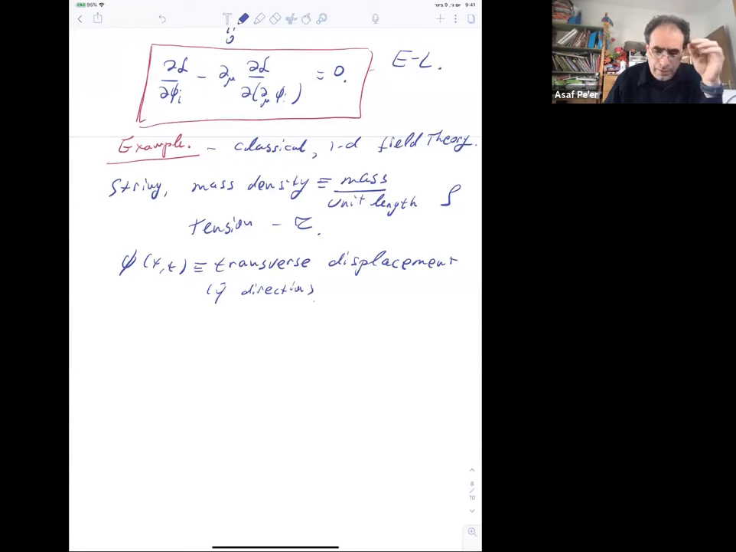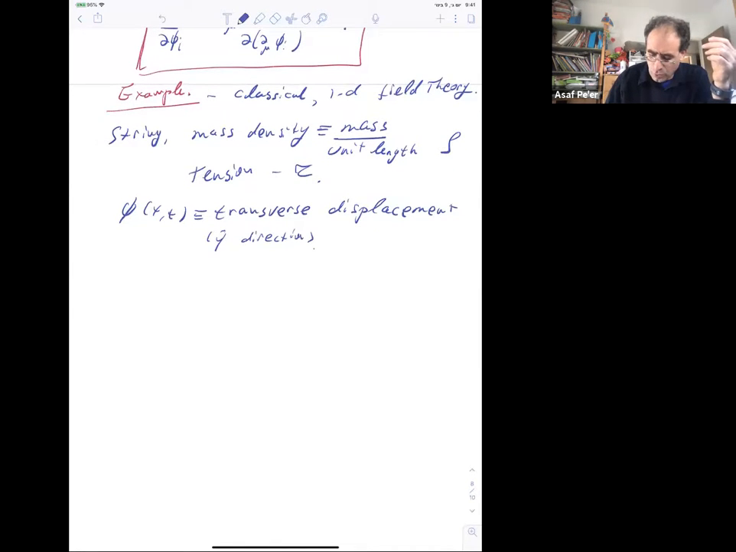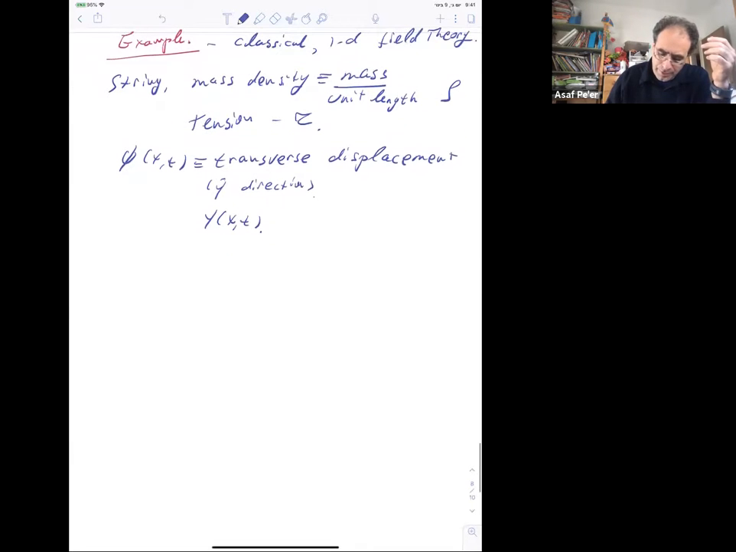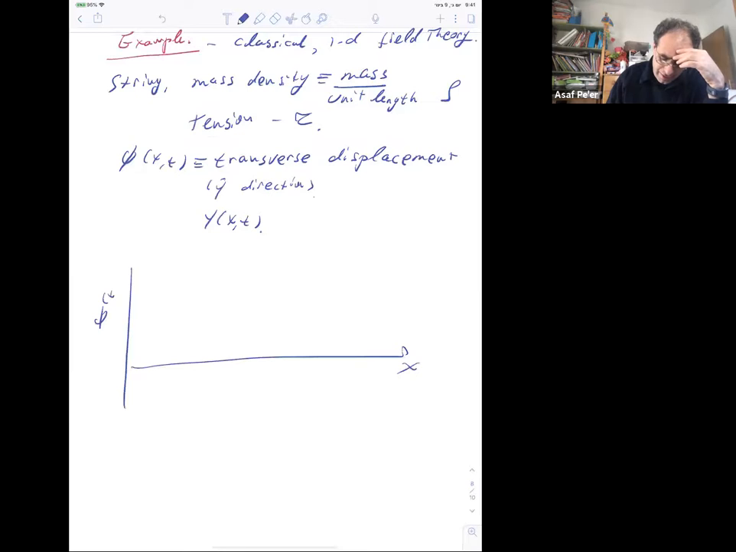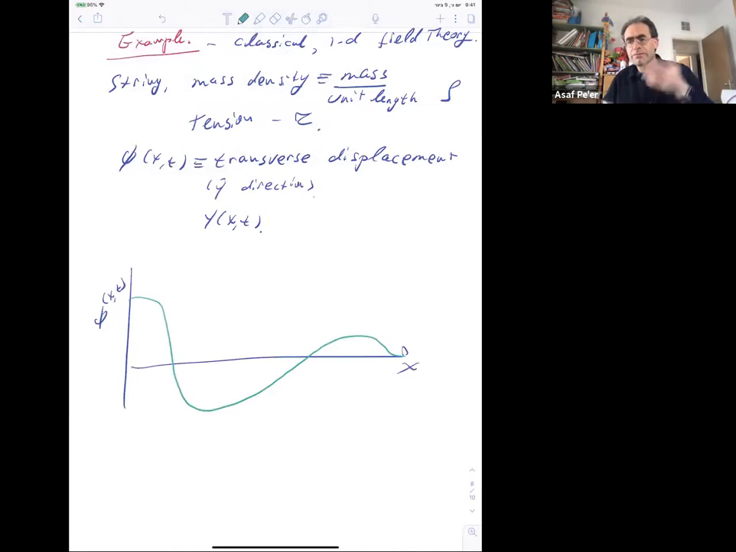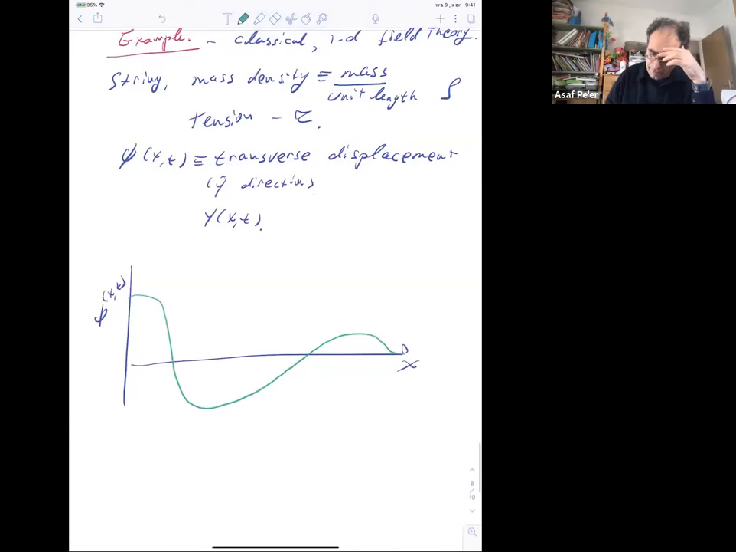Right? So it's the displacement of the string from the equilibrium point, which is, of course, a function of both space and time. So it's really y of x and t. This is the phi of x and t. Then my string would be something like that. I have a guitar string, and whatever, I have a mass density rho, and tau is the tension in the string.